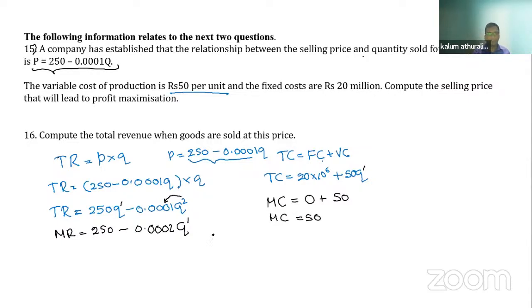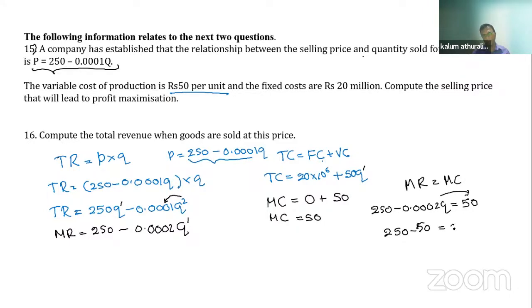Now we can equate these two. MR equals MC. When the profit is maximum, MR equals MC. MR equals 250 minus 0.0002Q, equals MC, equals 50. This part goes to the right hand side, 50 goes to the left hand side. 250 minus 50 is 200.